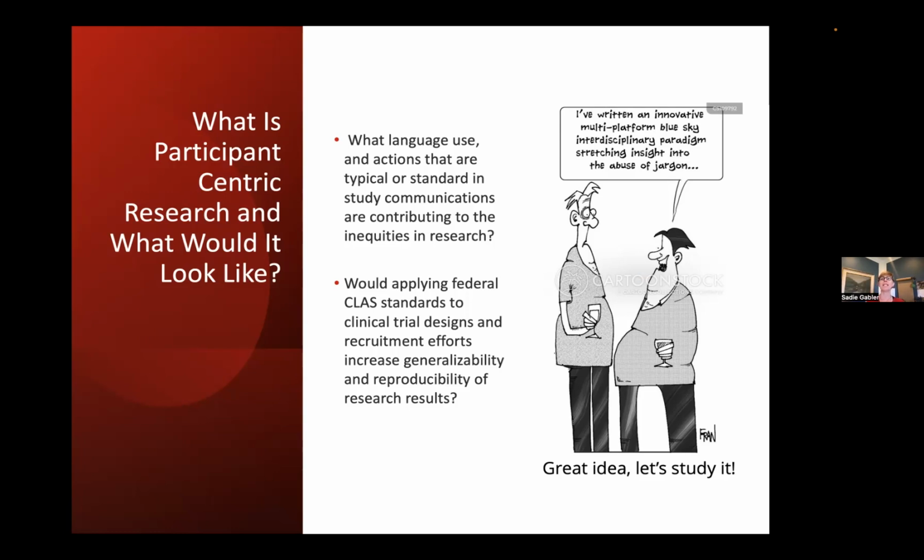So what language and actions are typical or standard in study communications that are contributing to the inequities in research? If anyone in here has read a consent form, the average reading level of an informed consent is typically at the 10th grade reading level or higher. So the language that we're using to describe our studies, the flyers that we're using, the informed consents are written at such a level that a peer would understand what we're asking them to do, but an average person would most likely not glean from that information what actually is being done in that study.